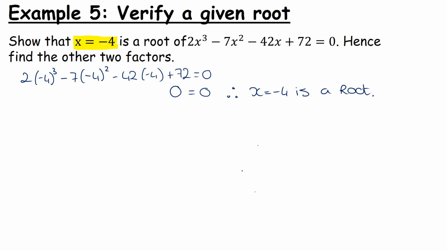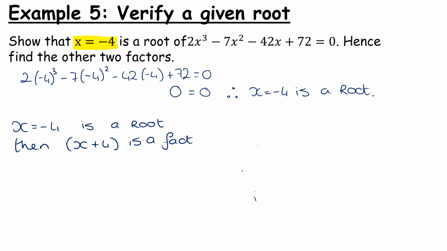But then when we get on to the next part, hence find the other two factors, the work we've done hasn't been hugely beneficial. So an alternative method of the first part to show that x minus 4 is a root is if we said x equals minus 4 is a root, then x plus 4 is a factor.